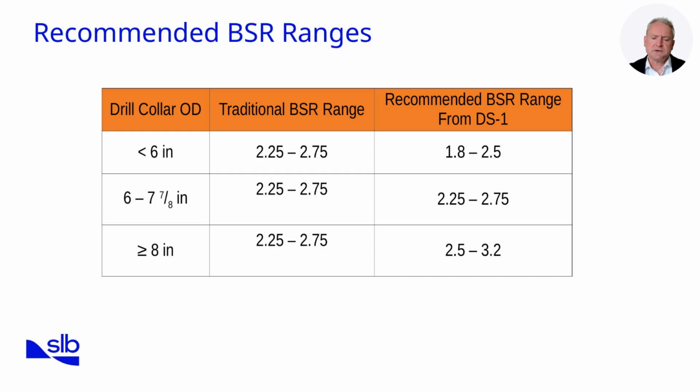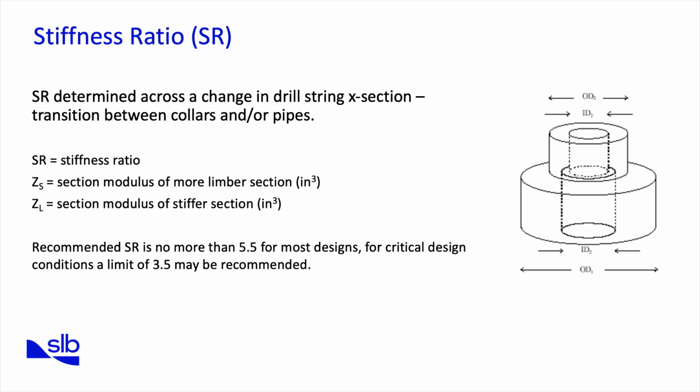The table compares traditional BSR ranges versus the recommended BSR range from DS1. What this shows is that in hole sizes less than 6 inches, between 6 inches and 10 inches, and 7 7/8 inch, the recommendations are consistent. But for hole sizes greater than 8, the recommendation from DS1 is to have a higher ratio of BSR compared to traditional. What this means is the box should be between 2.5 and 3.2 times stronger than the pin.